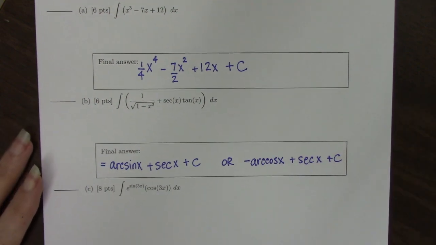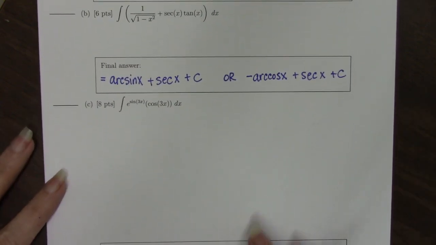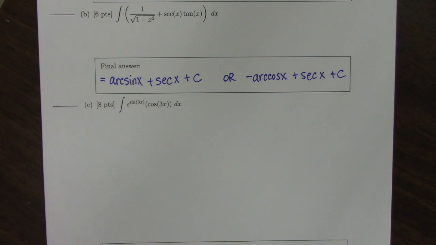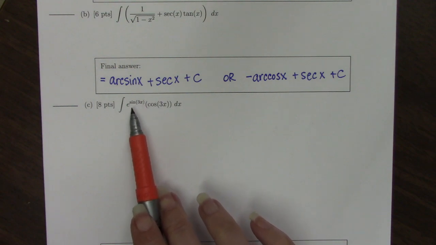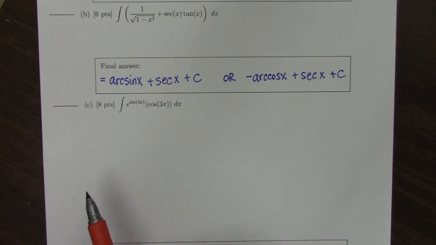This next problem is going to require u substitution. So you do have to provide a little bit of justification when you're doing a u substitution problem. So if I look at this, I see an e raised to something, which happens to be sine, and then I also have a cosine.